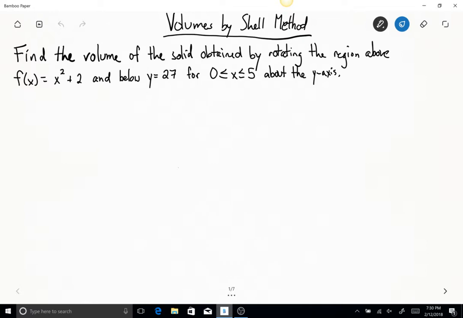We're going to be talking about volumes by the shell method along with volumes by the disk method. And we'll try and briefly touch on arc length and surface areas as well for solids.